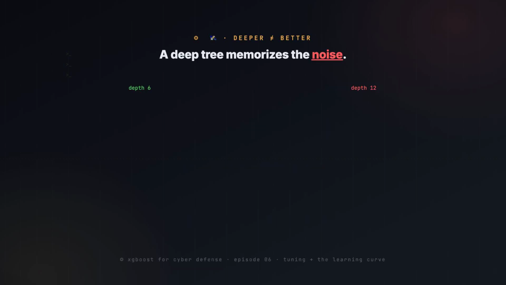Here's the misconception that ships broken IDS models. Deeper trees catch more attacks. Crank max depth until recall stops climbing. Watch what actually happens. At depth 6, the validation log loss bottoms at 0.087. Push to depth 12, and the training log loss collapses towards 0.005.